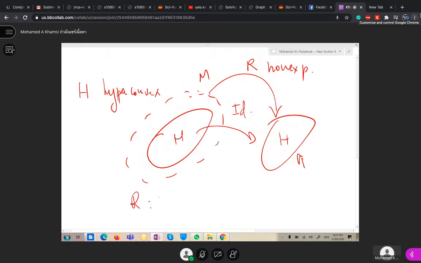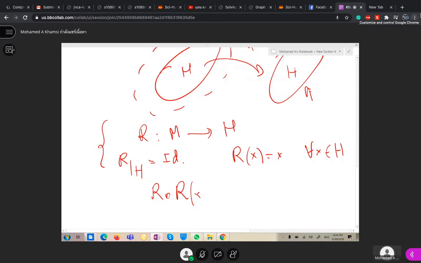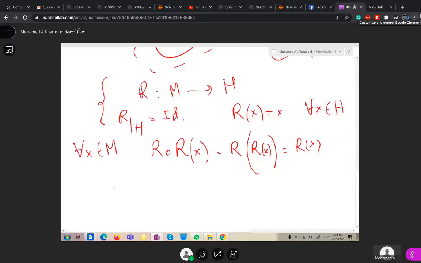But what's interesting is that when you take R restricted to H, because H is a subset of M, it is the identity. So what does that mean? It means that R of x is equal to x if x belongs to H. Moreover, for any x in the big metric space, R of x belongs to H. But we just said that R restricted to H is the identity. Therefore, this is just R of x. This is exactly, in the linear case, what's known as a projection.